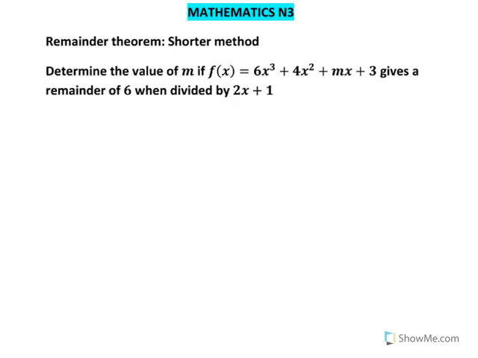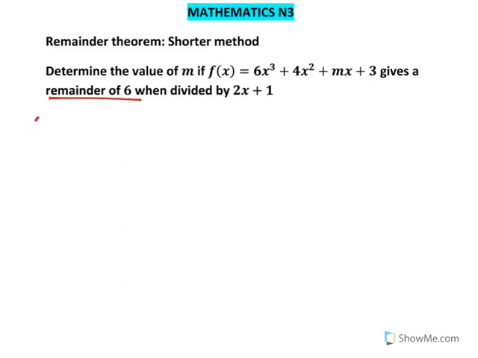Now, the next one says, determine the value of m if f of x is equal to 6x cubed plus 4x squared plus mx plus 3 gives a remainder of 6 when divided by 2x plus 1. This is the same method now. I think you've caught up with it, so I'm going to solve it quicker.